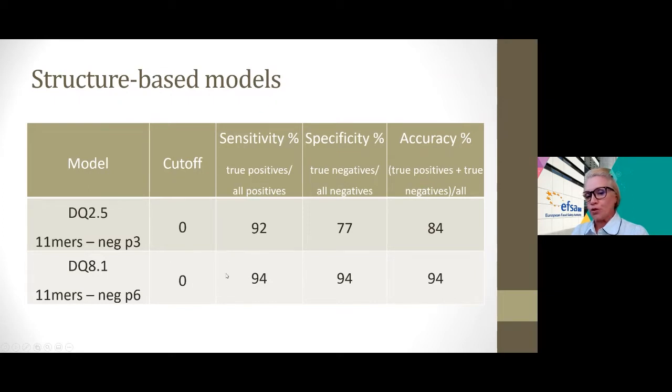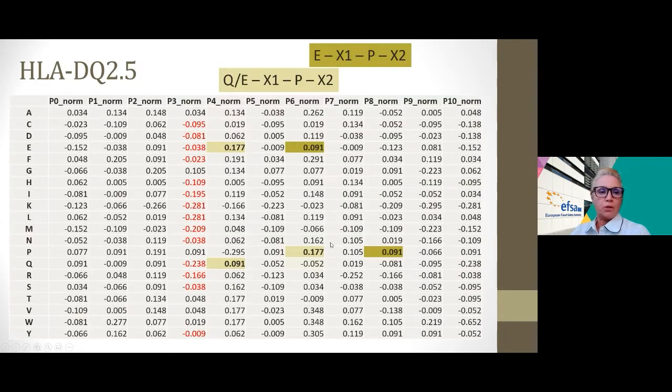Sensitivity is in the range 92–94%. Specificity is 77% for DQ 2.5 and 94% for DQ 8. And the accuracy is 84% and 94% respectively. So these two alleles are included in the tool as well. So here is the matrix for DQ 2.5.